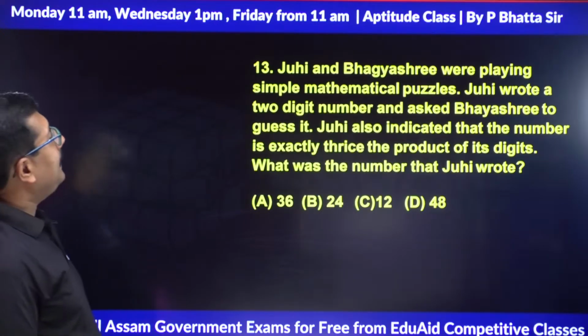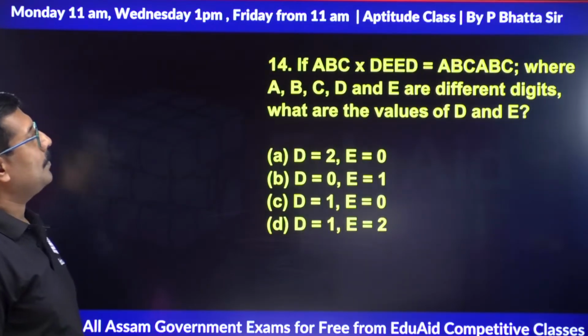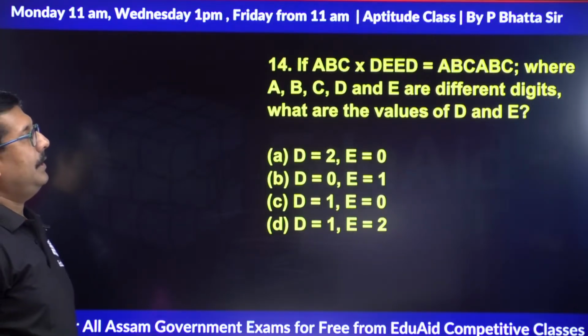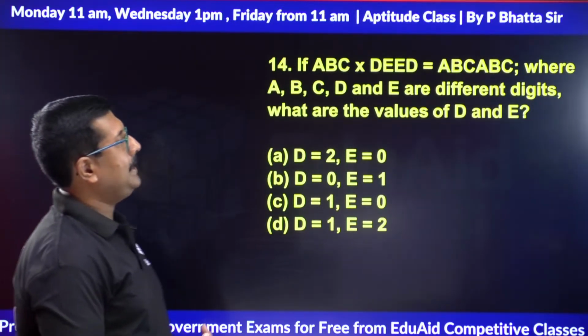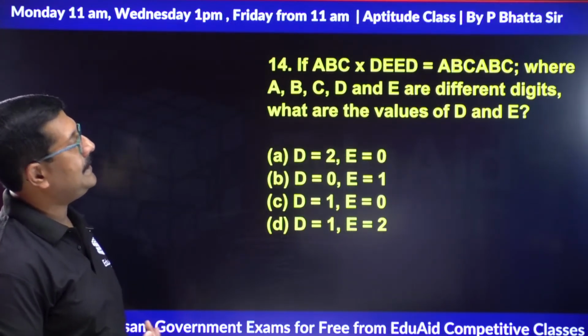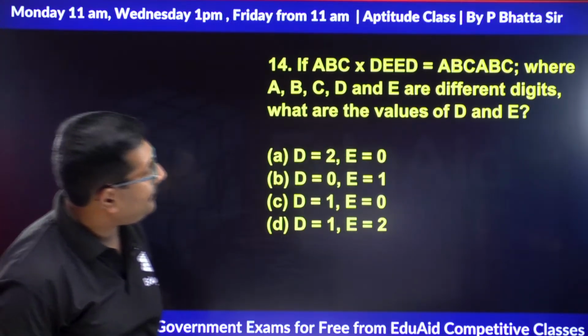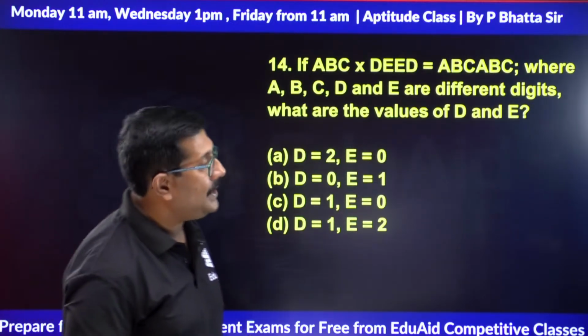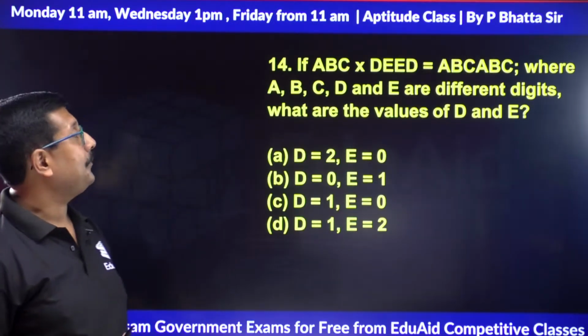Then next, if ABC multiplied by DEED is equal to ABC, A, B, C, D and E are different digits, we are to find the values of D and E.